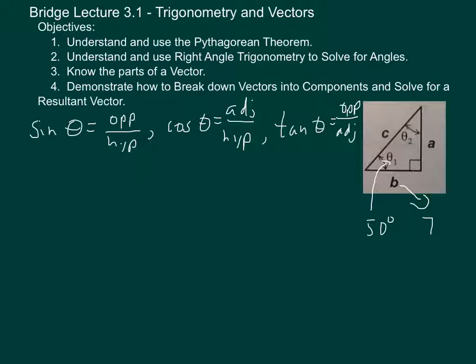Okay, here's a problem for you to work on. What we have now is theta 1 is 50 degrees. We have side B of 7. We want to know what is the length of side A.